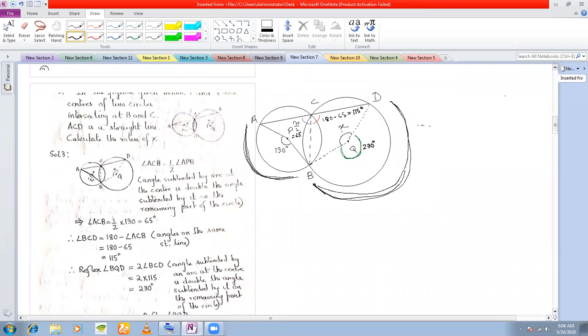So what should be the angle x? Angle x must be 360 minus 230, which is 130. So this is what it should be. So let us write it down.